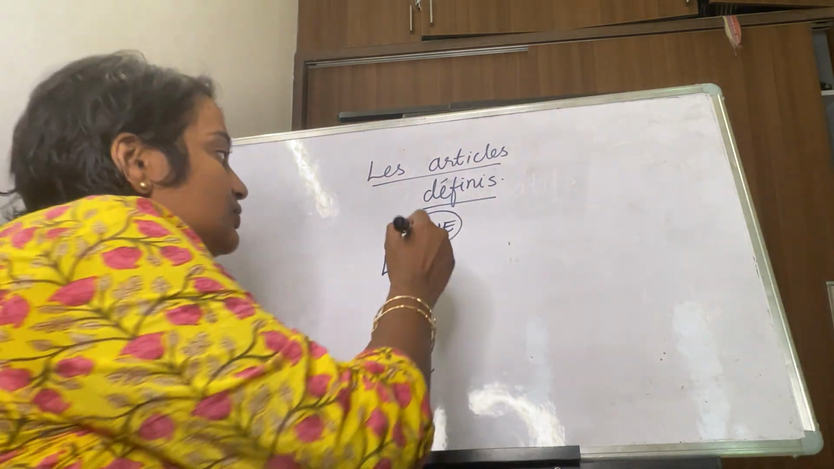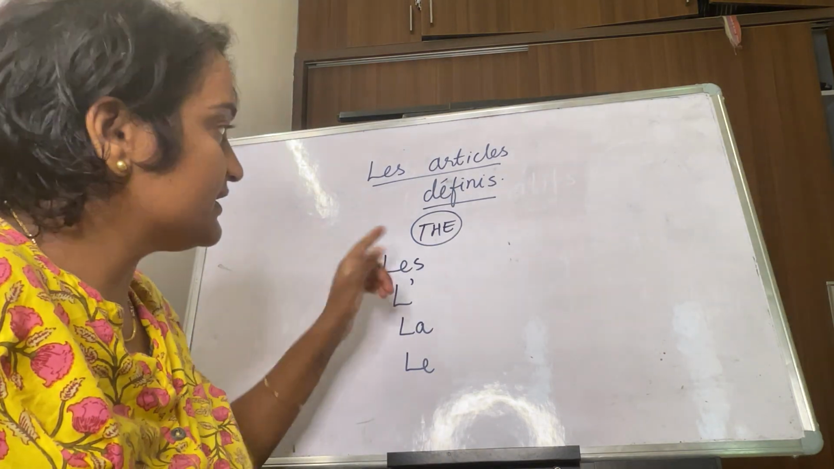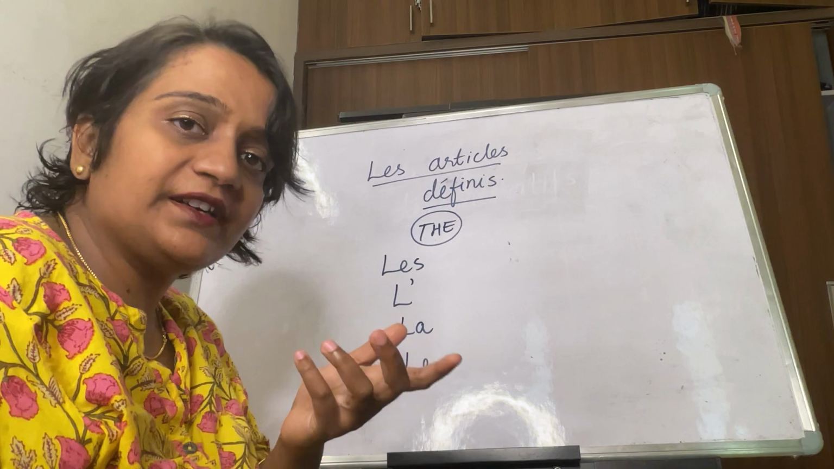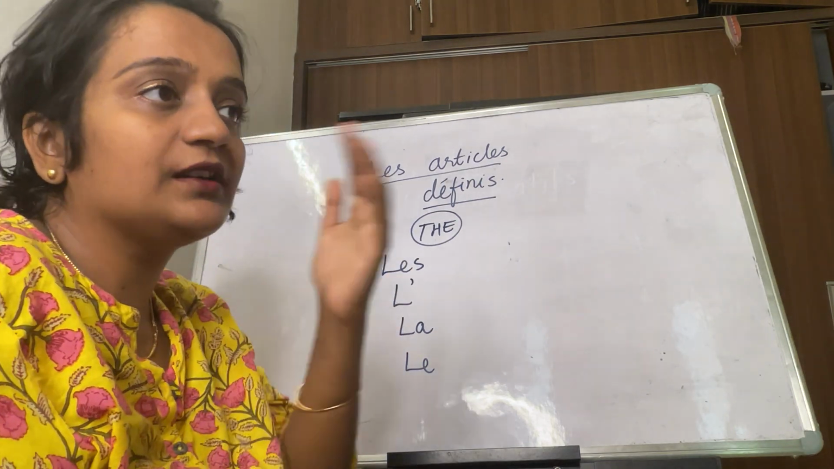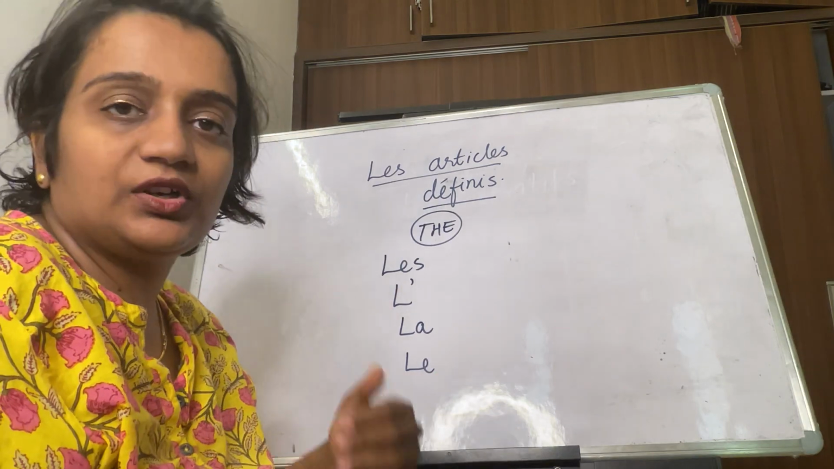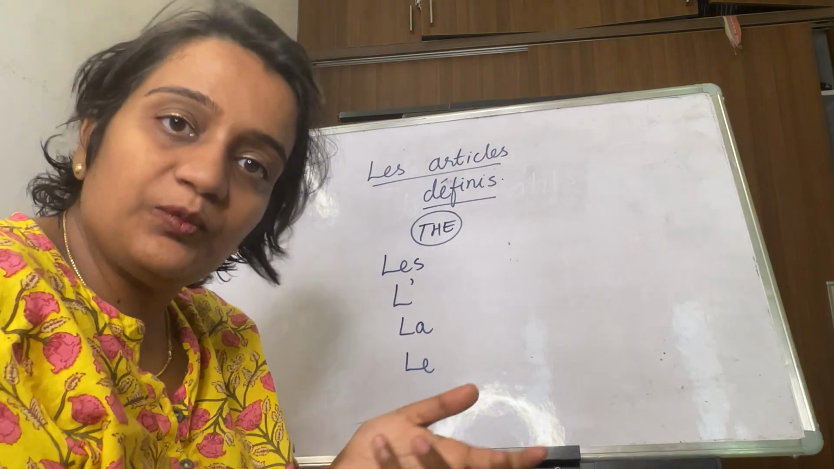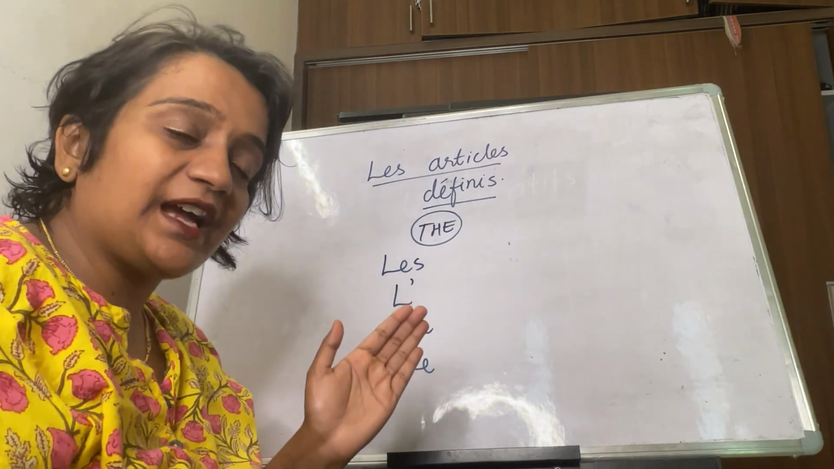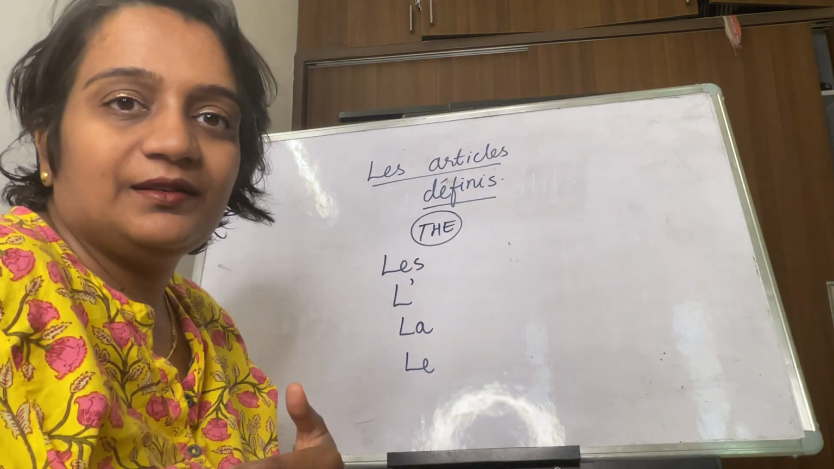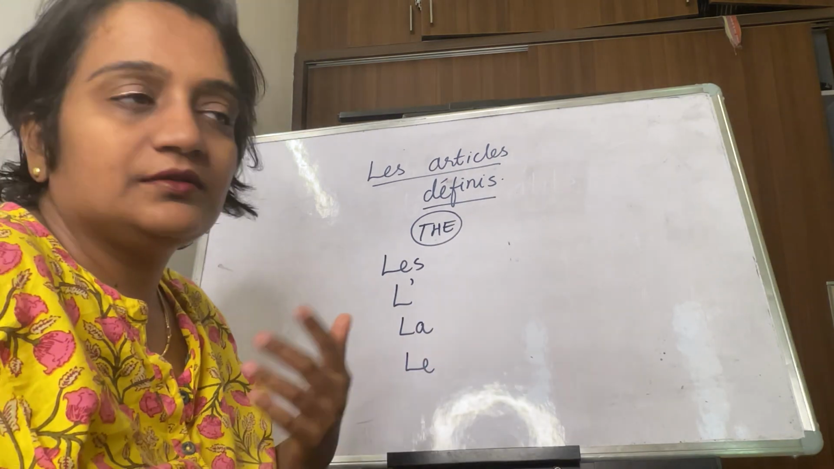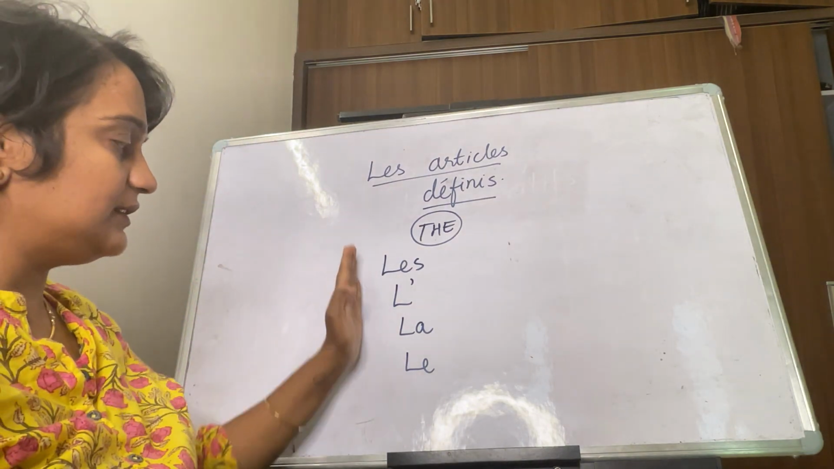Now, all these 4 translate to the in English. Why is it a definite article? Let's look at the meaning of that. For example, if I were to say, give me the towel, give me the book, give me the pen, I'm being definite or specific about what I want, right? The opposite of that would be give me any towel, give me any book, or give me a pen, give me a moment. Okay, so we are looking at the and the 4 forms.